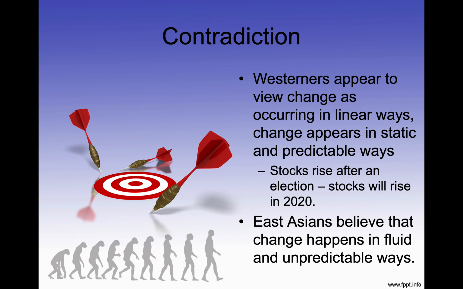Westerners appear to view change as occurring in linear ways. Change appears in static and predictable ways. Stocks rise after an election. Stocks will rise in 2020. East Asians believe that change happens in fluid and unpredictable ways. And therefore, Easterners are less likely to try to predict what's going to happen in the future. They see things as fluid and unpredictable, whereas Westerners try to see things as patterns.